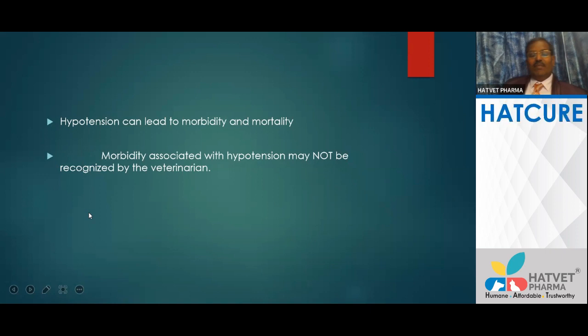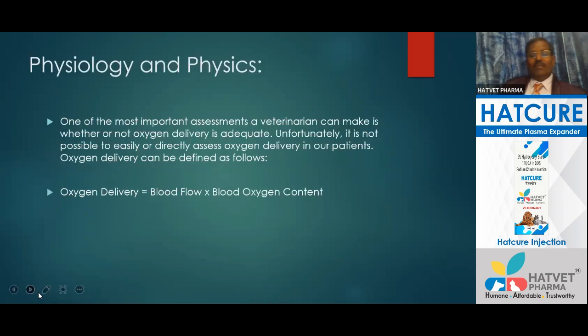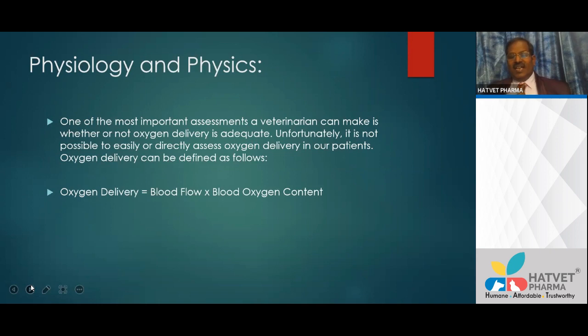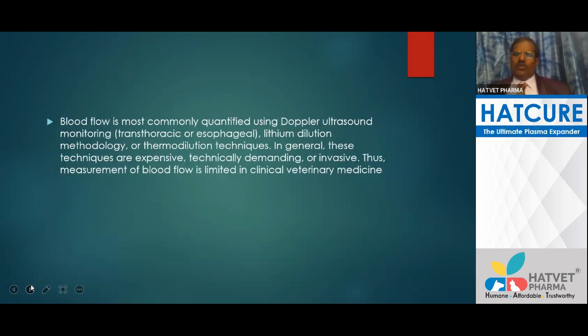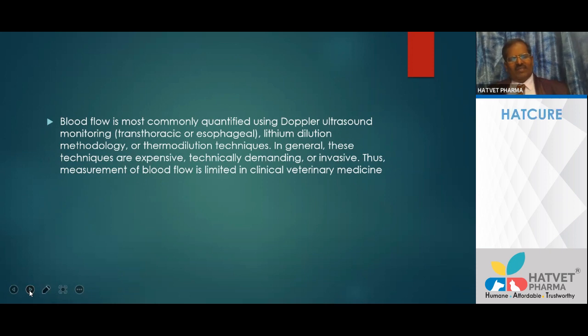One of the most important assessments a veterinarian can make is whether or not oxygen delivery is adequate. Unfortunately, it is not possible to easily or directly assess oxygen delivery in our patient. Oxygen delivery can be assessed by Doppler ultrasound monitoring, transthoracic or esophageal, lithium dilution methodology, or thermodilution technique. In general, these techniques are expensive, technically demanding, or invasive. Thus, measurement of blood flow is limited in clinical veterinary medicine.